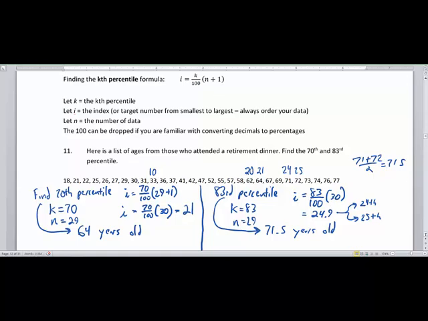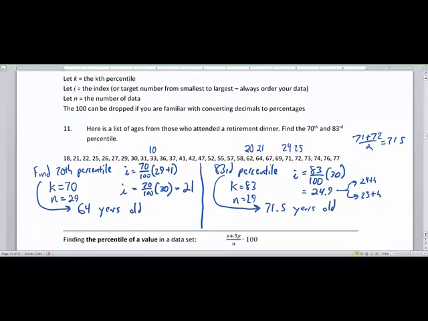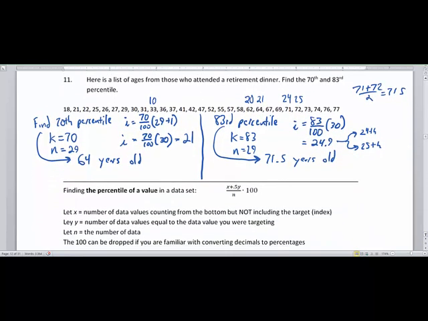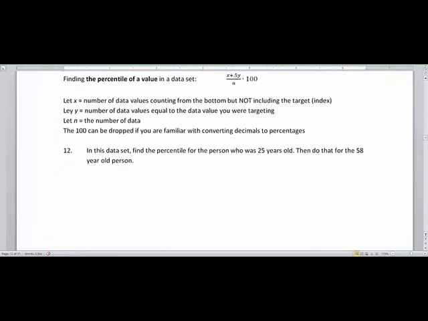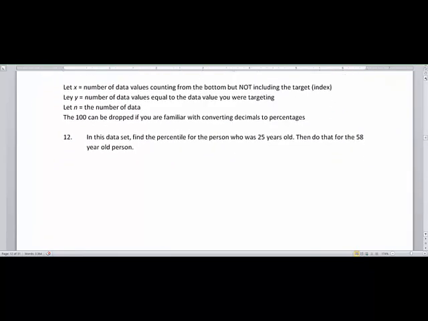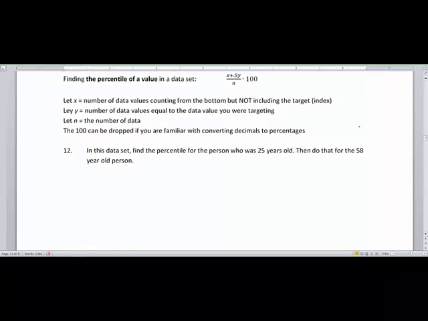Okay, so to wrap the video up, we have one more formula, which is great because you can keep it in front of you. It's finding the percentile of a value. Whoops, went a little too far. Sorry about that. So in this case, we're going to find the percentile for a person who is 25 years old, and then find the percentile for someone who is 58 years old.